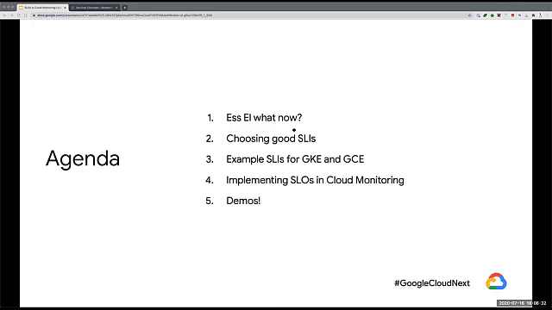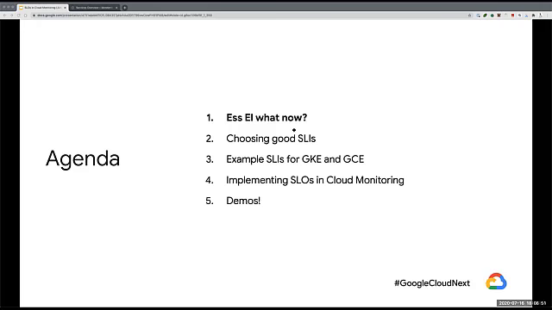From there, we're going to get into some more specifics, some practical stuff, some SLIs that are available for your workloads running in Google Kubernetes Engine and Compute Engine. And from there, I'm going to show you how to actually implement some of these using Google Cloud Monitoring. And I'll show a couple demos as well. So let's get into it.